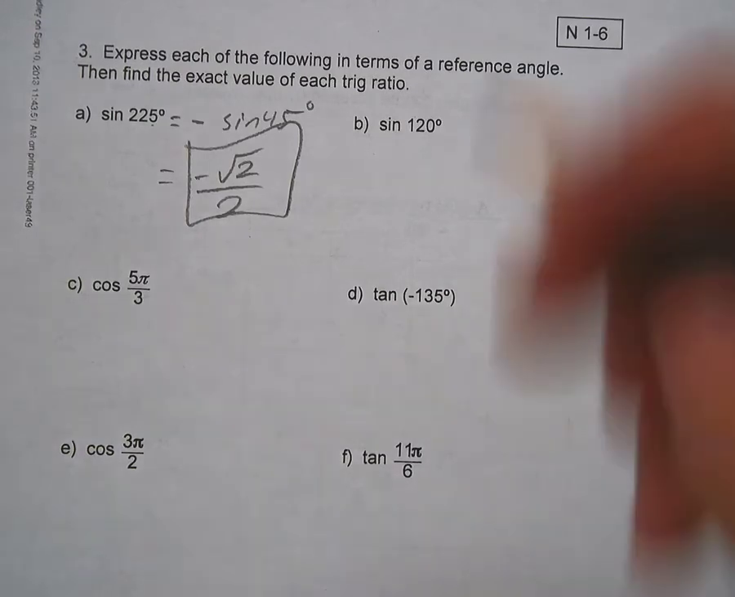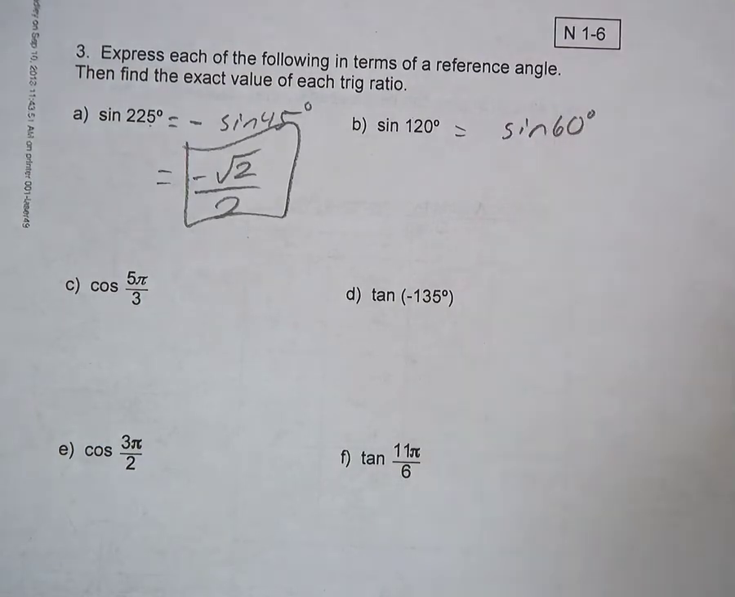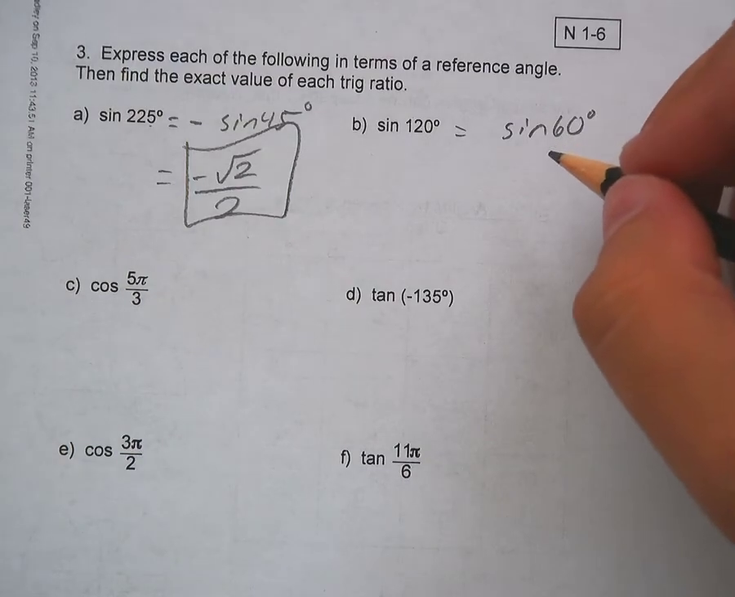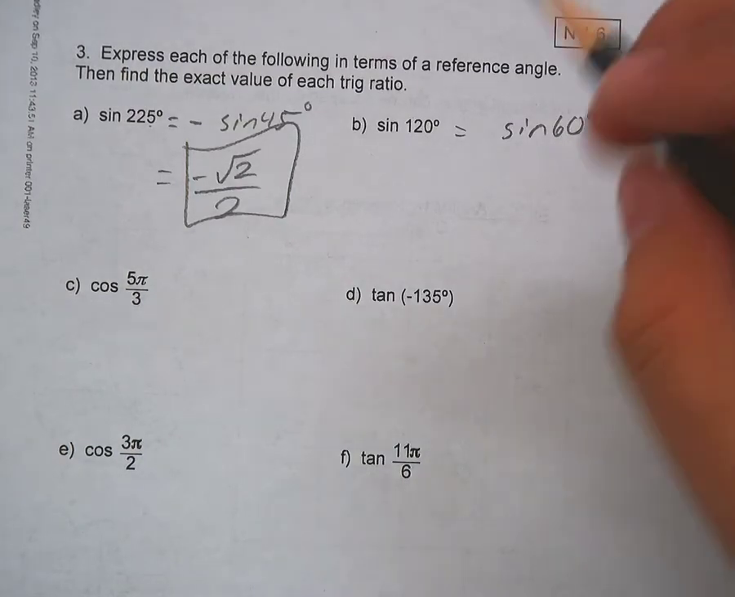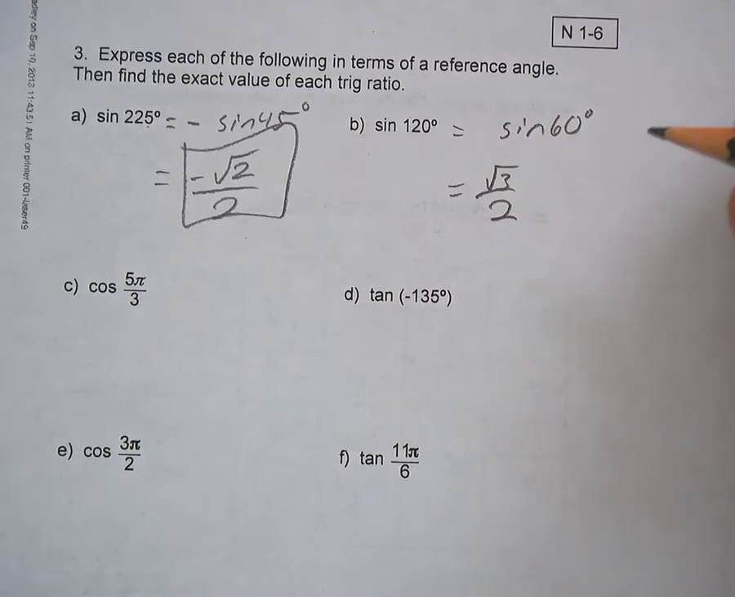Sine of 120, what's the reference angle? Well, that's 60 degrees. And 120 is in the second quadrant, sine is positive in that, so it's going to be positive sine of 60, which is the square root of 3 over 2.